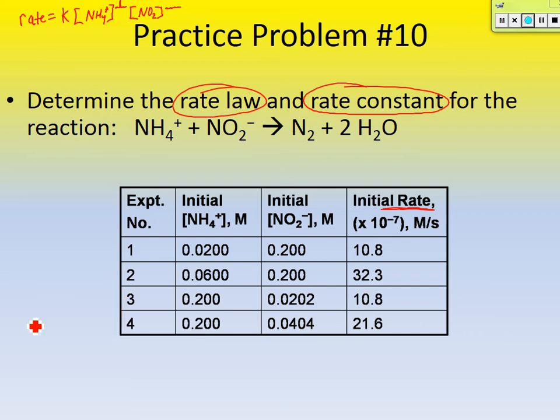Okay, so now I'm looking at determining the order of this reaction with respect to nitrogen dioxide. I want to find a spot where nitrogen dioxide is increasing, but NH4 is being held constant. What should I look at? Three and 4. I agree.